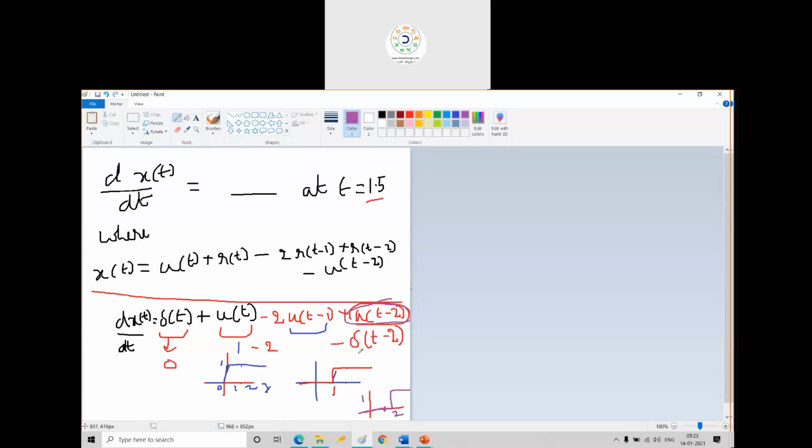And then delta of t minus 2 is non-zero only when t equals 2. But we want it at t equal to 1.5. So when you substitute 1.5 for t, this becomes delta of minus 0.5, which is 0. So its contribution is also 0. The non-zero values are contributed mainly by these two terms. So 1 minus 2, and the final answer will be minus 1. It is a very simple question.